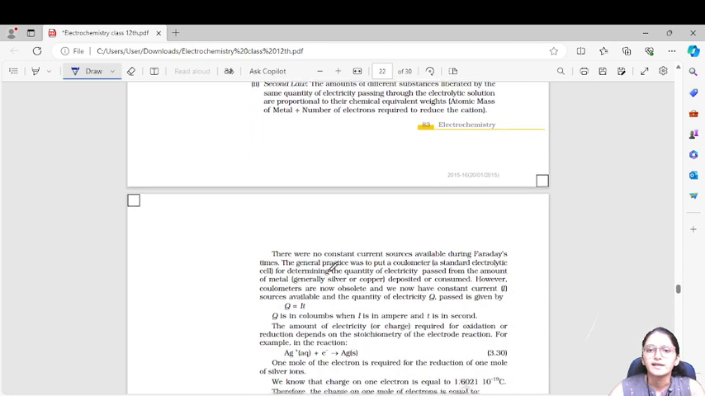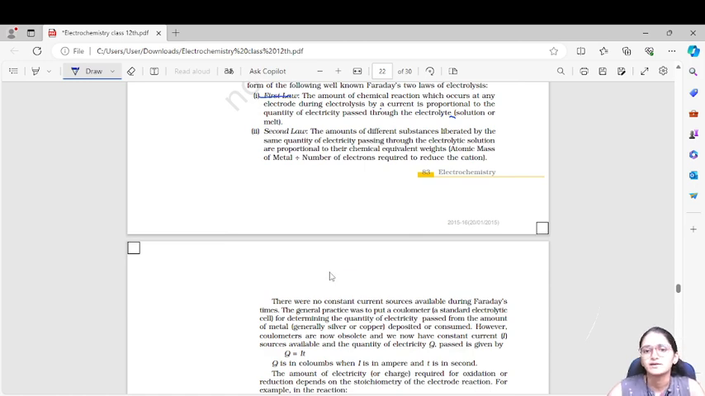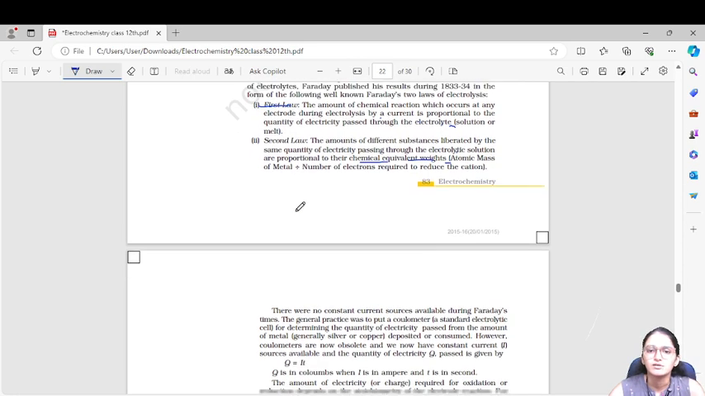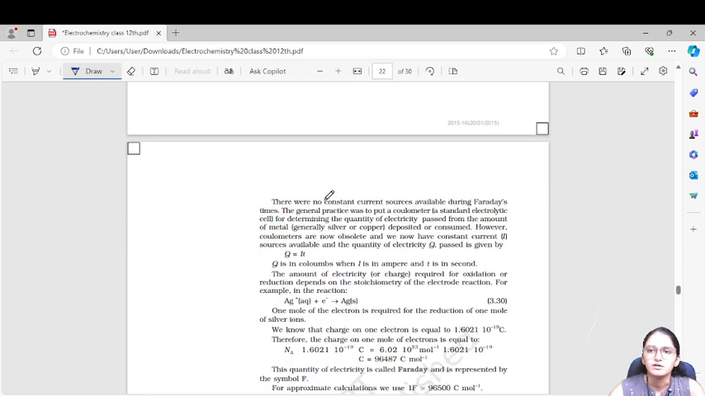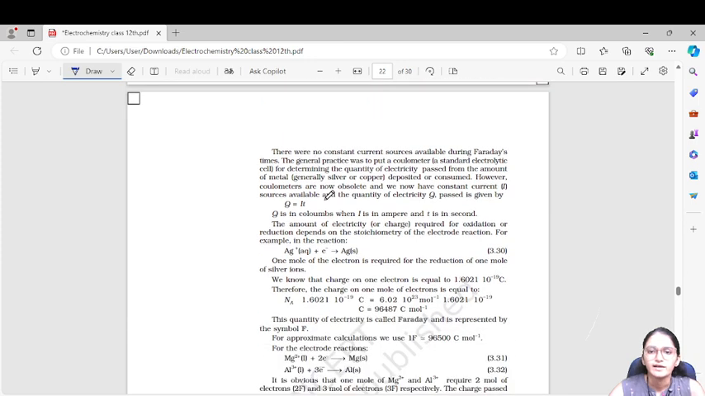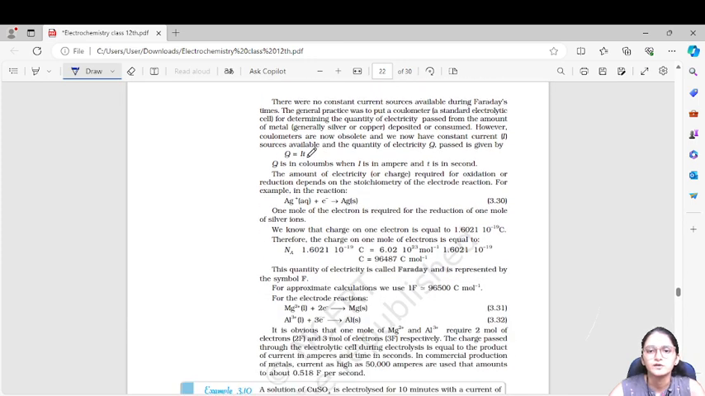Then the second law: the amounts of different substances liberated by the same quantity of electricity passing through the electrolytic solution are proportional to their chemical equivalent weights. Meaning, whichever substances we are liberating as ions by the same quantity of electricity, they are proportional to chemical equivalent weight, that is, atomic mass of the metal and the number of electrons required to reduce the cation. And it is given by the equation Q is equal to I T, where Q is charge, I is current and T is the time.